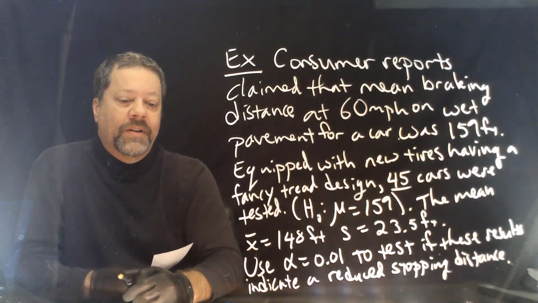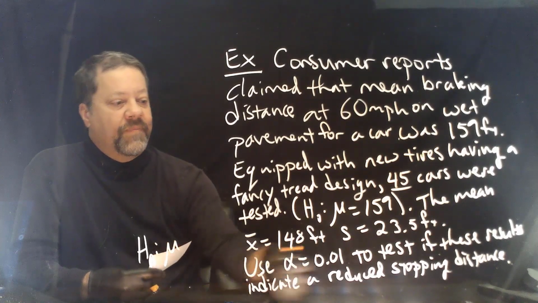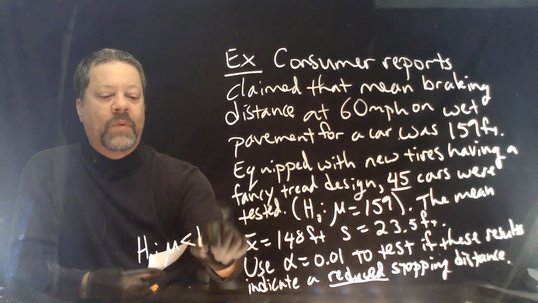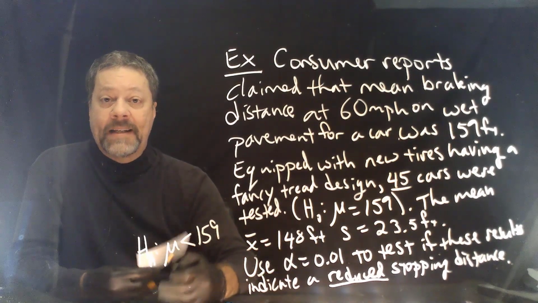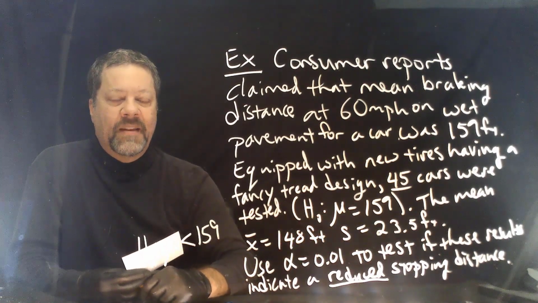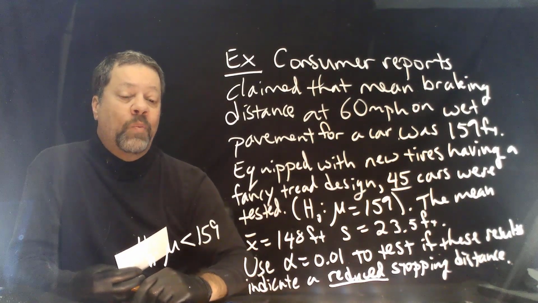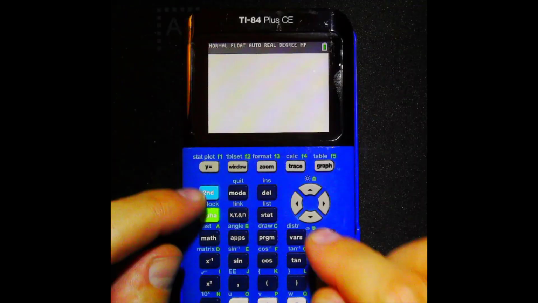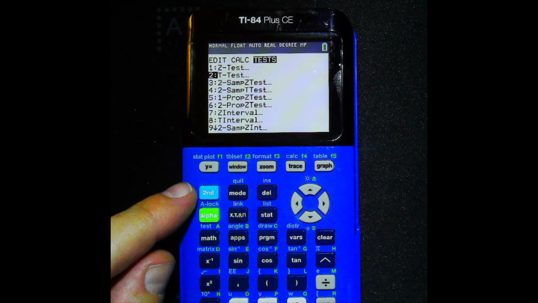We have to decide what the alternative hypothesis is based upon the statement of the problem. In this case, we're testing whether or not the stopping distance has been reduced if it's less than 159 feet. The sample mean was 148, but that is, after all, from a sample with a standard deviation of 23.5 feet. And we've chosen a level of significance of 1%. So this will be a one-tailed test, and we'll use the one-tailed t-test again. So we'll go to Stat, Tests, and then t-test.